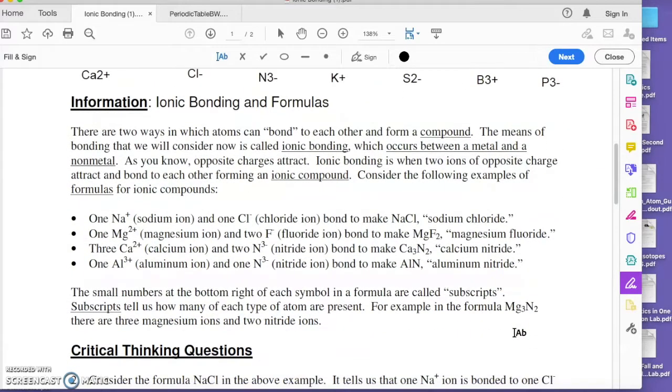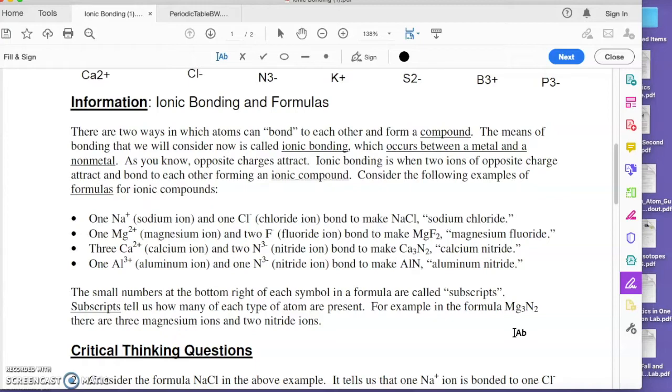There are 2 ways in which atoms can bond to each other to form a compound. The means of bonding that we will consider now is called ionic, which occurs between a metal and nonmetal. And as you know, opposite charges attract. Ionic bonding is when 2 ions of opposite charge attract each other, forming an ionic compound.